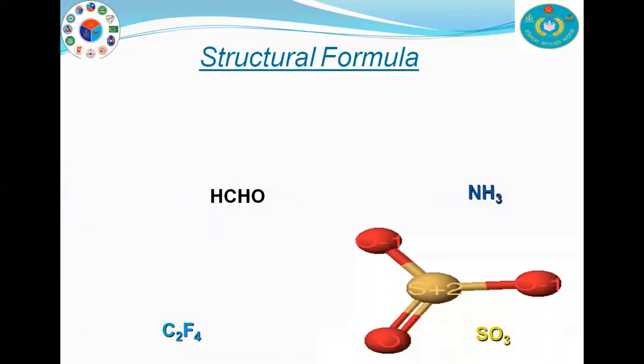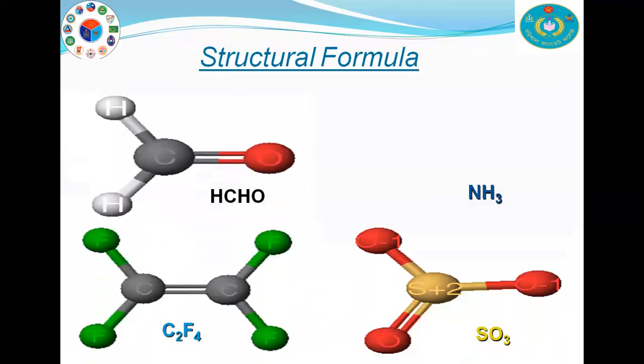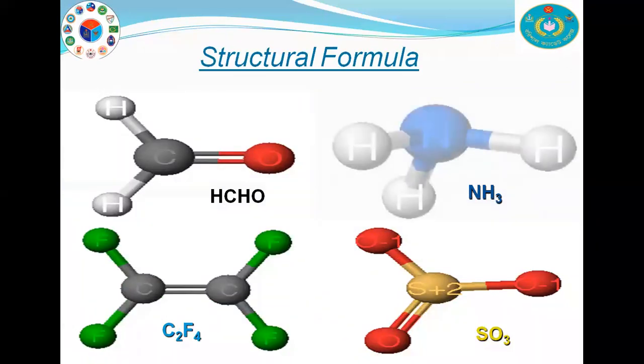These are the structural formulas. The formula which shows all the valencies of the elements with other elements is called structural formula. In case of formaldehyde, the valency of carbon is 4, oxygen 2, hydrogen 1. So carbon combines with 2 hydrogens, and between oxygen and carbon there is a double bond. They show all the valencies of the elements in the formula.